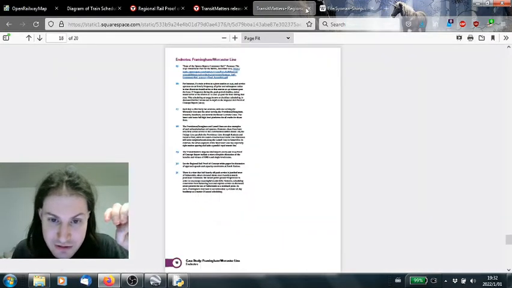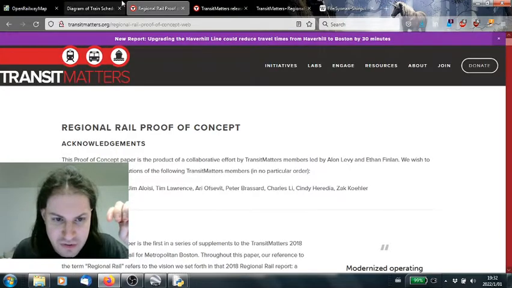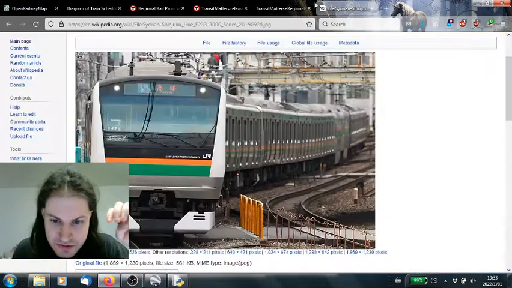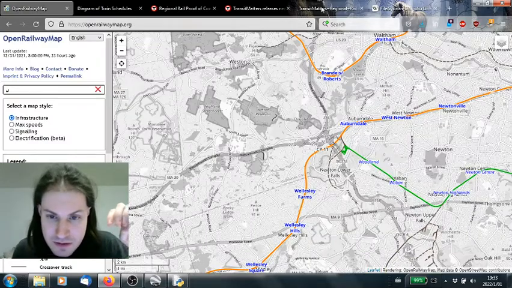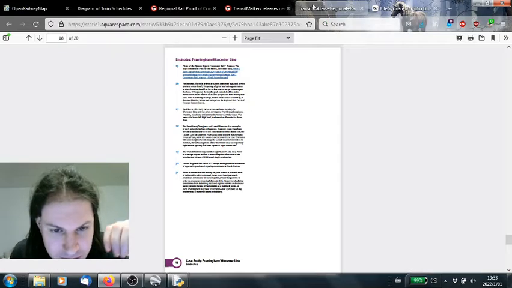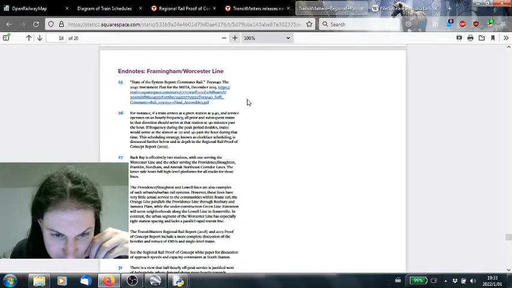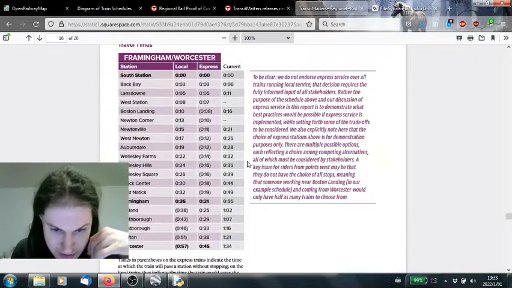I should not be showing you that. Or this, where should we join, open railway map. And where is our timetable? Yeah, this is the timetable. Here.